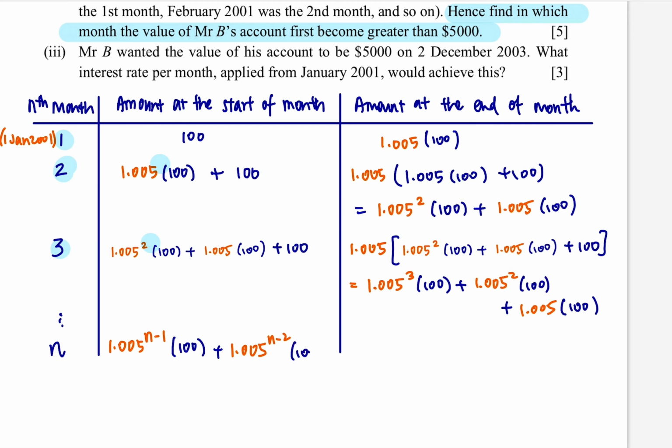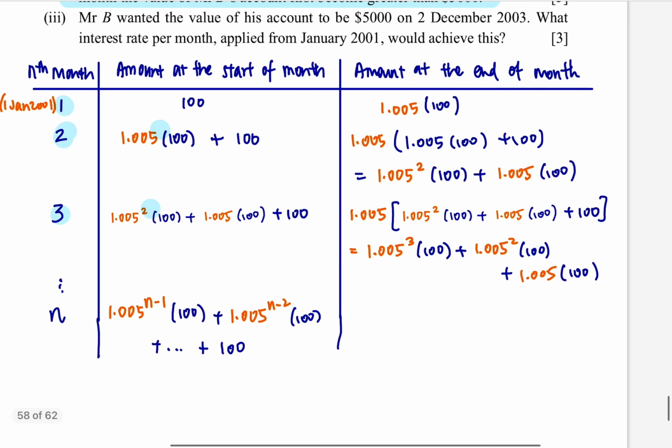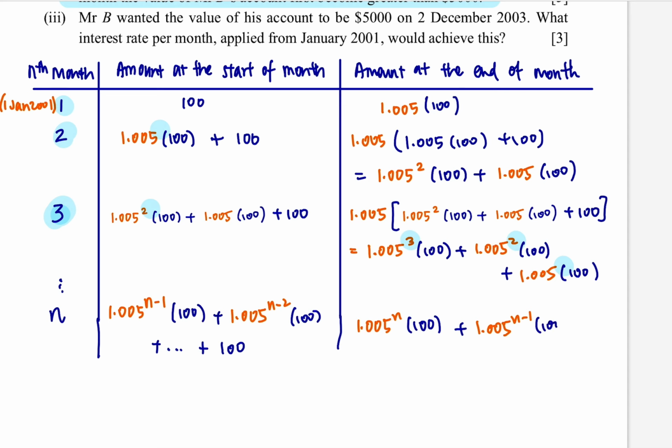Okay, and then all the way until 100. So it always ends with 100, right? Then what about at the start, at the end of the month? If you realize, when it's 3, this is 3, and then 2, and then go to 1. So as a result, when it's n, then I'll have n. That's 100, and plus 1.005 to the power n minus 1 times 100, and then plus all the way, and the last one is not 100 anymore. Based on the pattern that we have, it is 1.005 times 100.